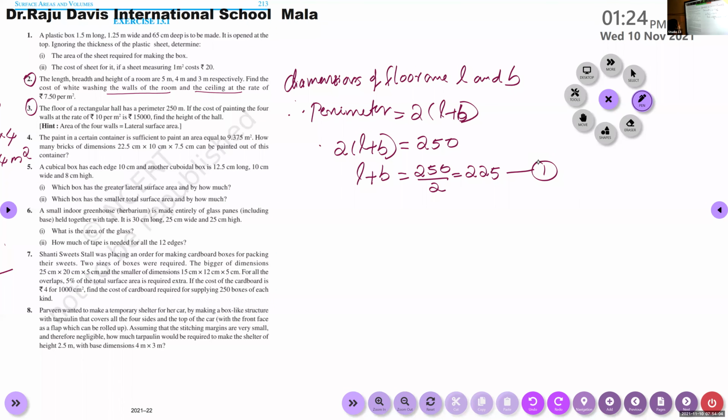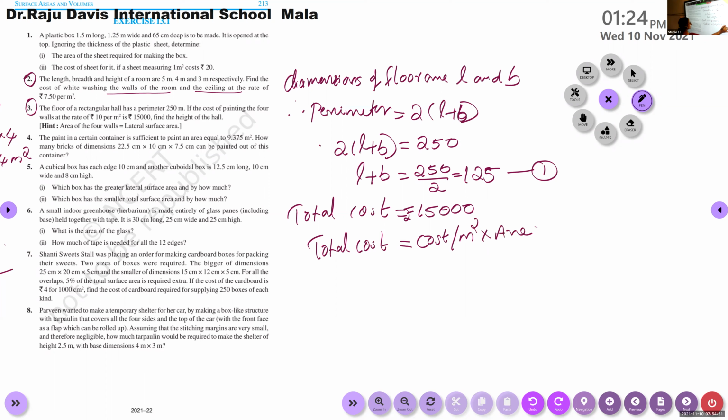Now cost for painting the 4 walls per meter square is rupees 10, and the total cost is 15,000 rupees. Total cost is equal to cost per meter square into area. So 15,000 equals cost per meter square, 10, into area of the 4 walls formula.